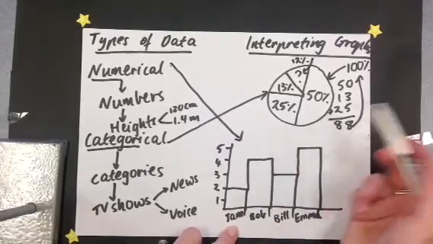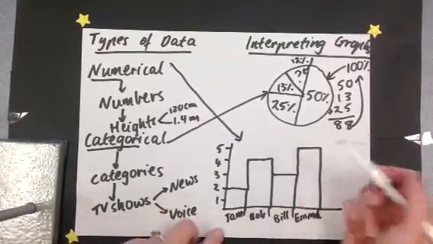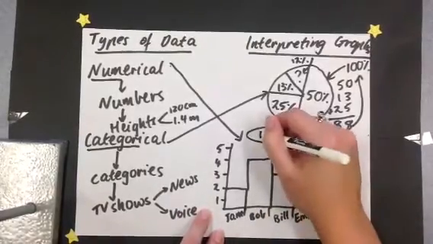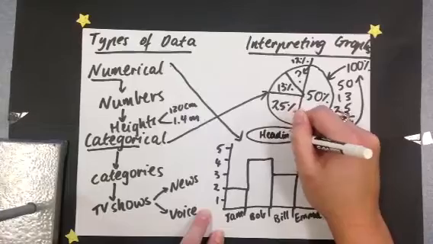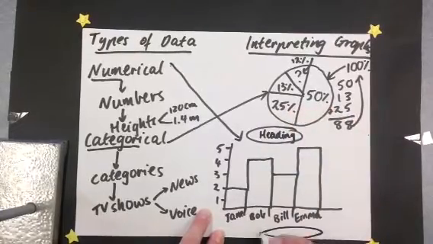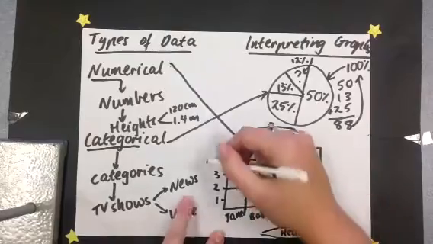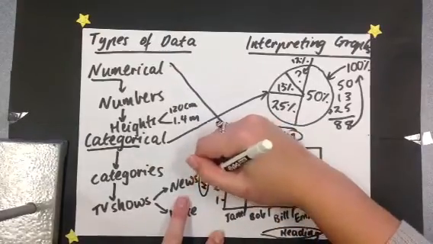You probably noticed I'm missing a few labels. To get full marks for this graph, you would need a heading up here, a heading here, and a heading here.